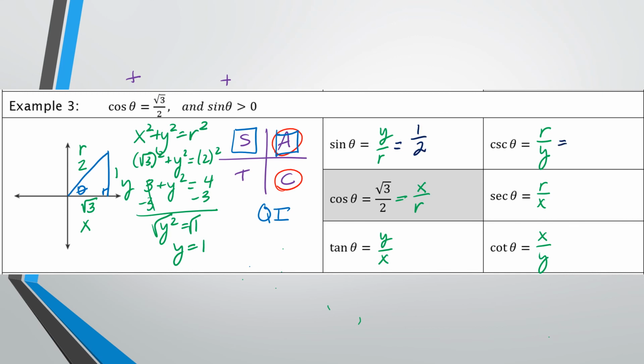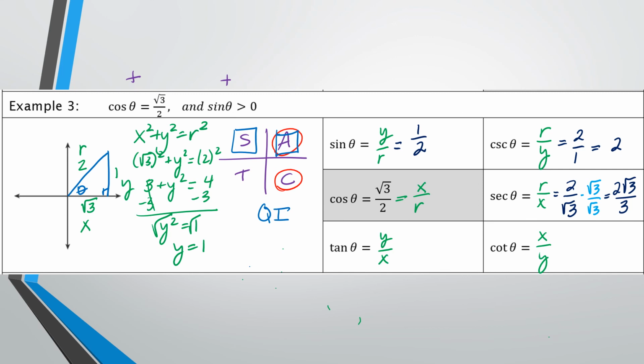Okay, so for sine, I need y over r, so that would be 1 over 2, which also means that I can figure out cosecant. That would be 2 over 1, or I could just write it as 2 because anytime there's 1 in the denominator, it's unnecessary to write. All right, I have cosine already. I know that it's the square root of 3 over 2. So without even looking at my triangle, I can tell you that secant is going to be 2 over the square root of 3. But here's one of those problems where we have to rationalize because I can't leave the square root of 3 in the denominator. So what I'm going to do here is multiply by the square root of 3 over the square root of 3. And I'm going to end up with 2 square root 3 over 3. So that would be my final answer, what's written all the way to the right.